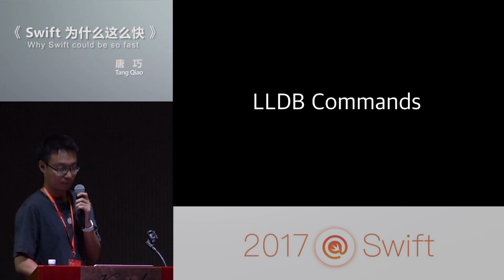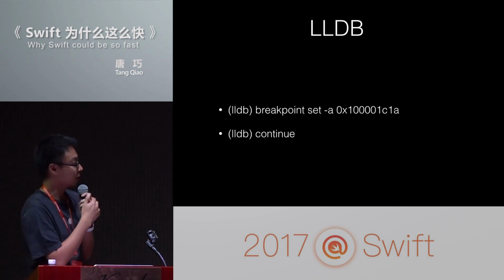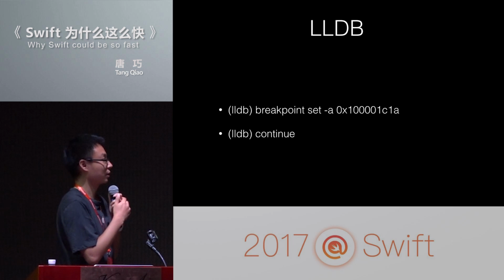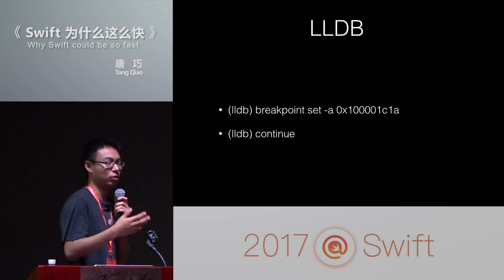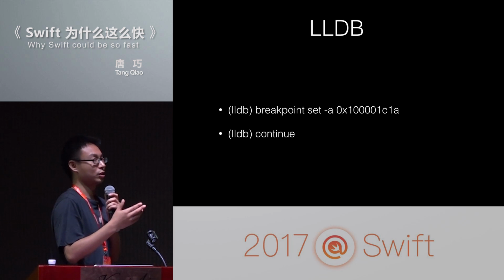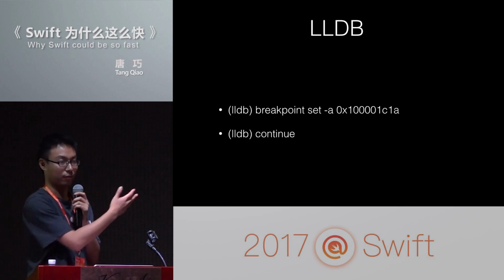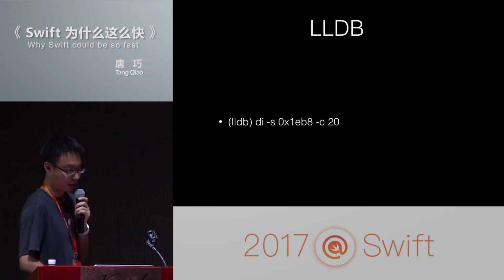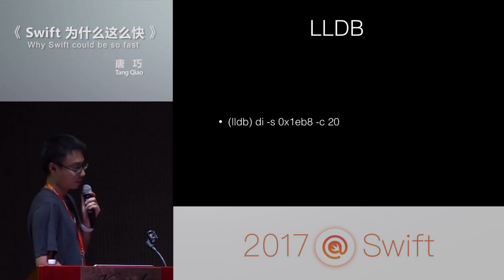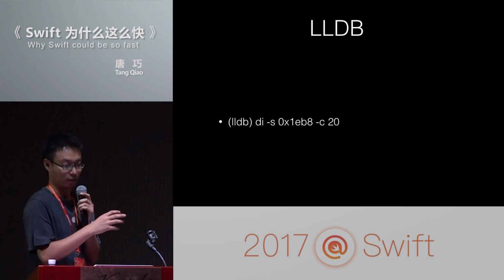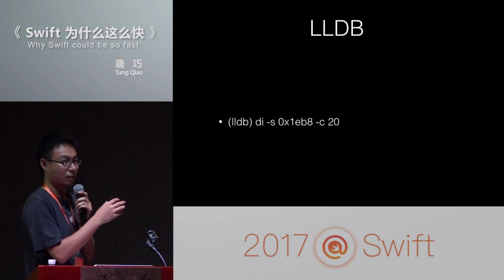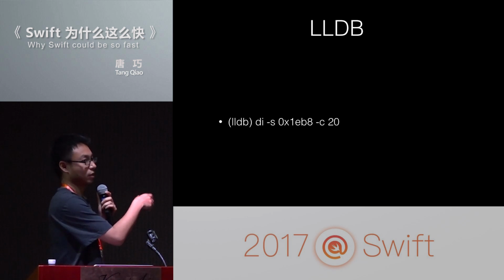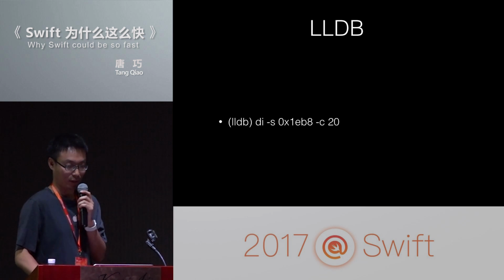Later, I will use them. The first one is the breakpoint command. It will set a breakpoint at the target address. And continue will continue your app to stop at your target point. It's a very simple LLDB command. And the next one is the DI command. The DI command is used to disassemble source code. We can use this command to inspect the witness table we have mentioned before. We can use this to get the witness table source code later.